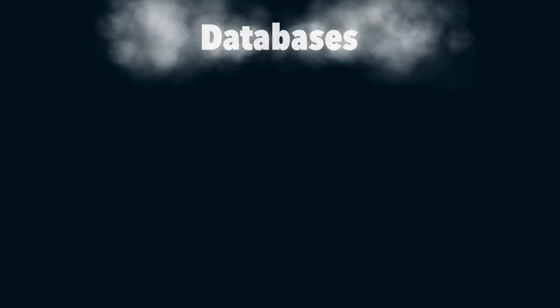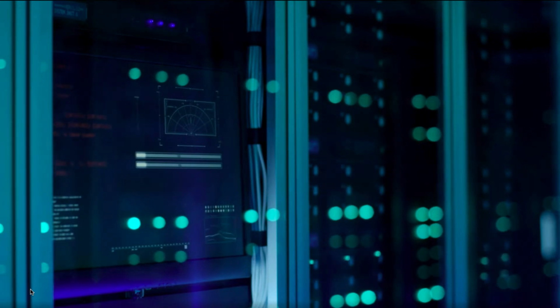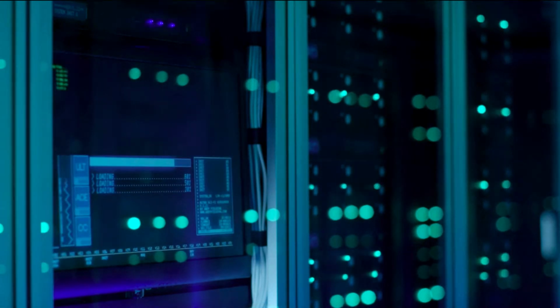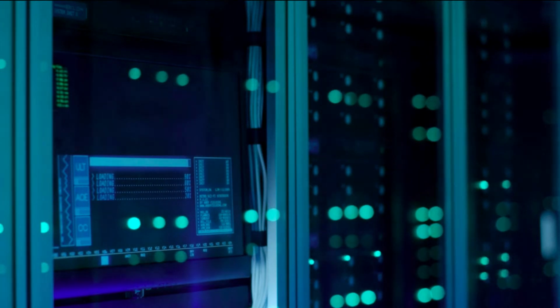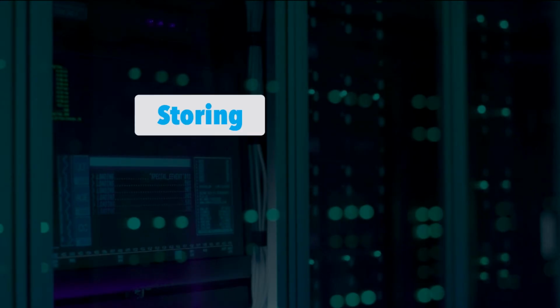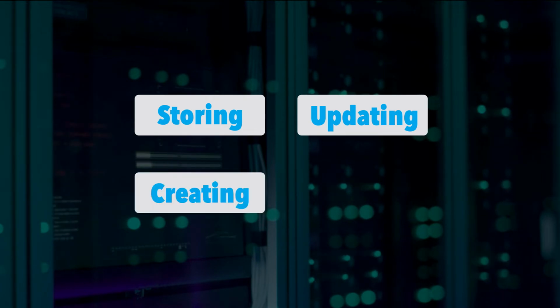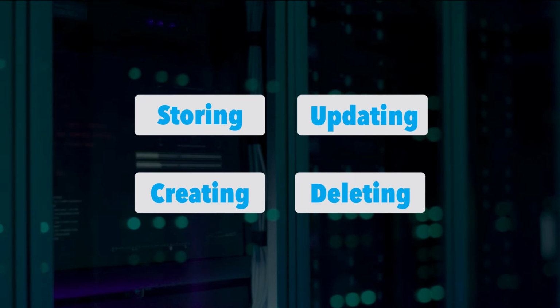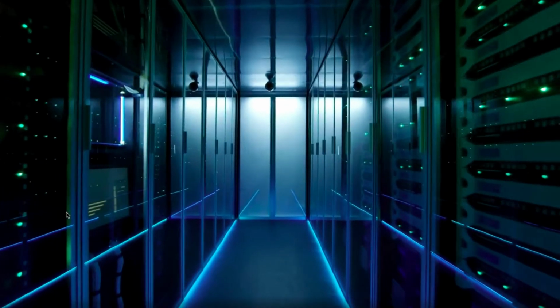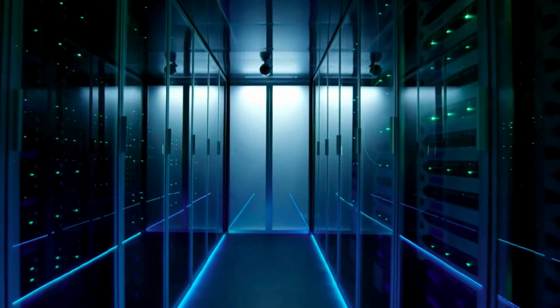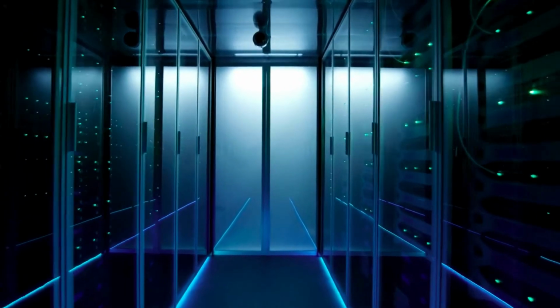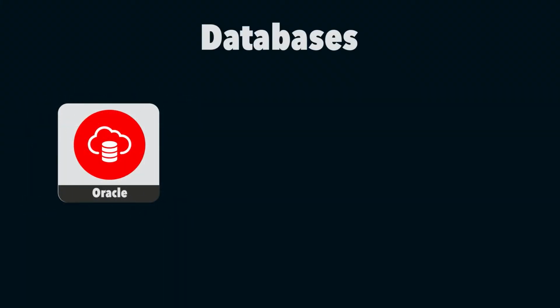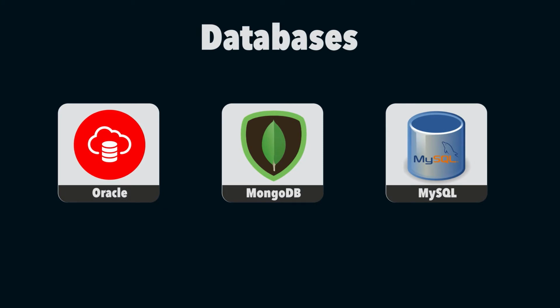Then we have databases. Databases are what websites use to store and organize large amounts of information, and the primary function of a database is storing data, updating data, creating and deleting data. But not only that, a database also helps in authentication, which is observed in websites having a login and sign-up functionality. Some of the common database management systems that are good for back-end developers to be familiar with are Oracle databases, MongoDB, MySQL, and many more.